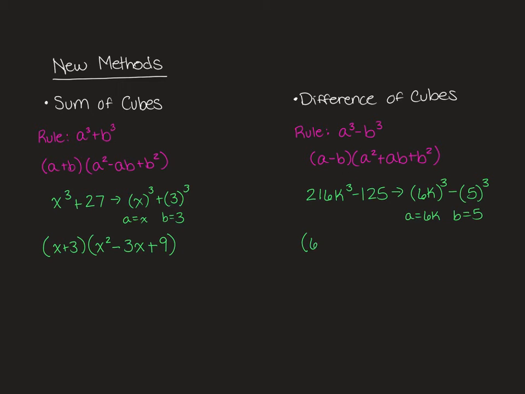So a minus b, 6k minus 5, times a squared. So 6k, all of it squared, is going to be 36k squared, plus a times b. So 6k times 5 is going to give you 30k, and then plus b squared. So 5 squared is 25, and that's your factored form.